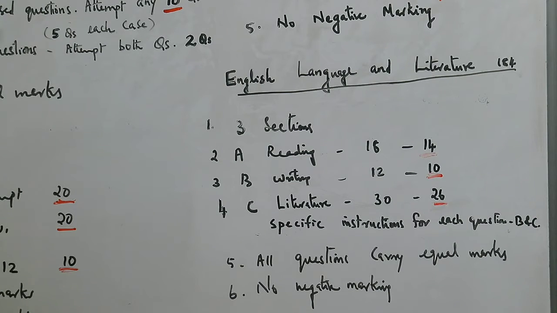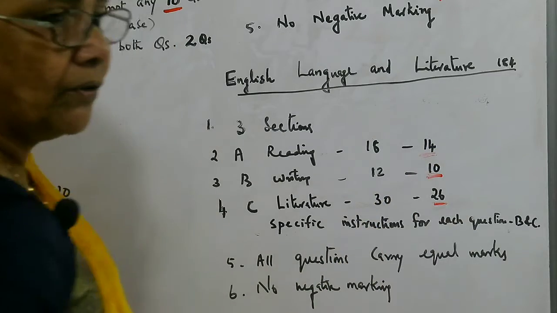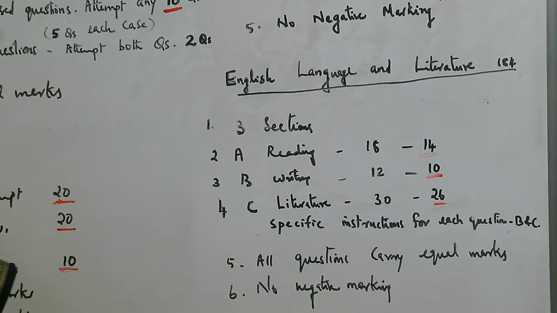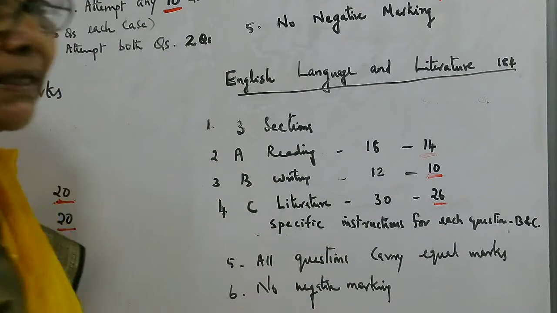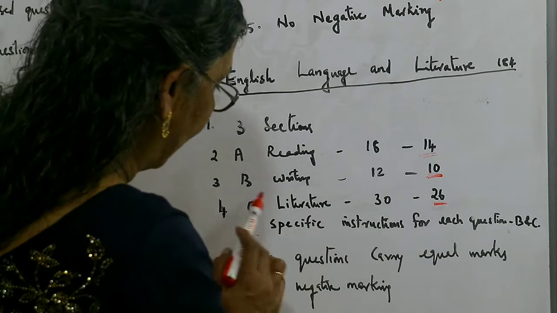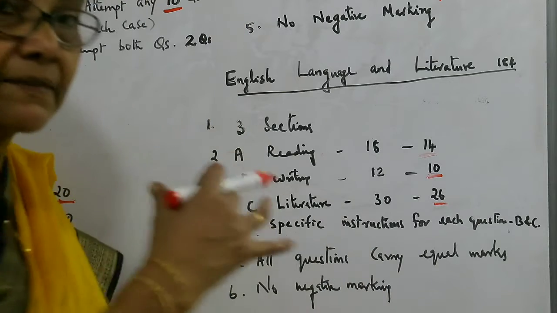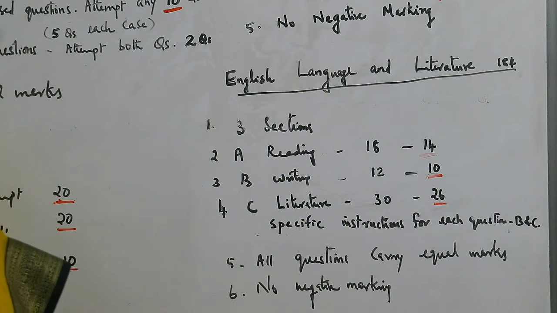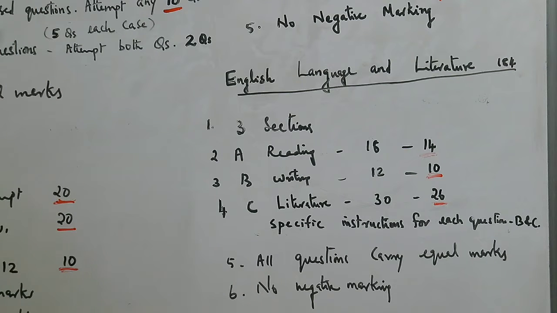So what about the total here? 50 questions: 14 plus 10 is 24, 24 plus 26 is 50. So here the mark will be 0.8 each. Another important thing is that specific instructions will be given for each question in Section B and Section C on how to write the answer. All questions carry equal marks, here also 0.8, and no negative marking.